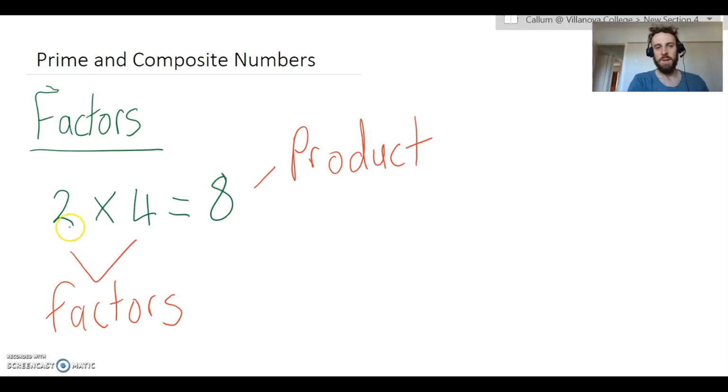So in this number sentence, we can see here 2 multiplied by 4 is equal to 8. In this case, 2 and 4 would be considered factors because they've been multiplied together, and 8 is the answer, so 8 is considered the product. 2 and 4 would be factors of 8 because they multiply together to get us a result of 8.